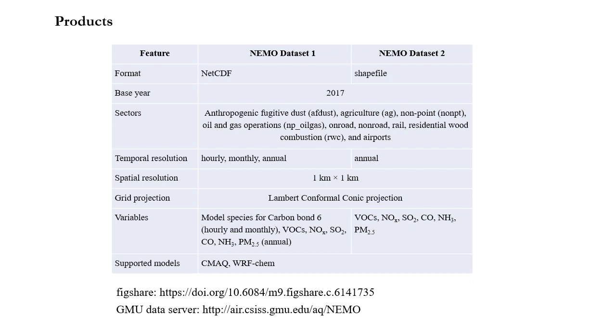The data files of monthly and annual emissions are available on Figshare, and the hourly emission data are stored on our data server at George Mason University.